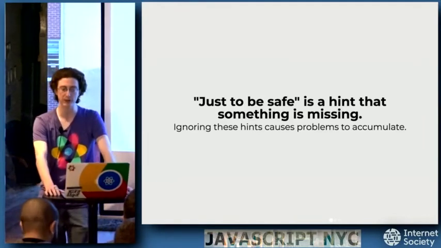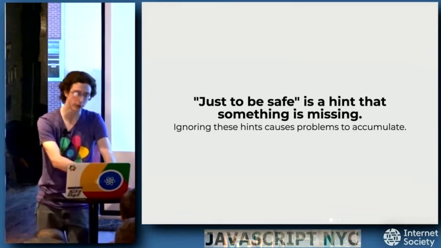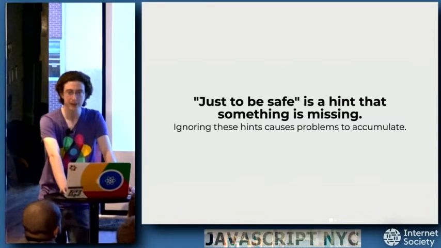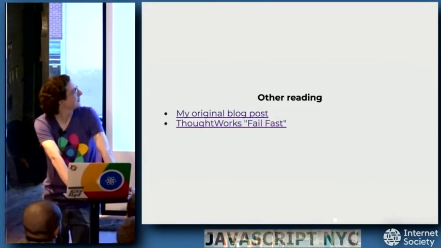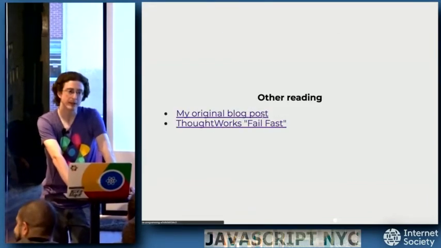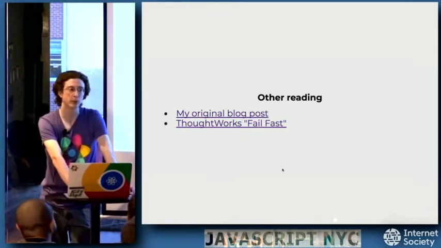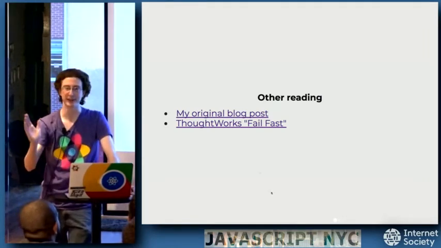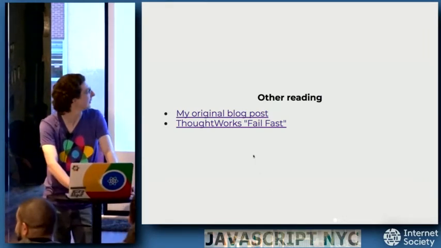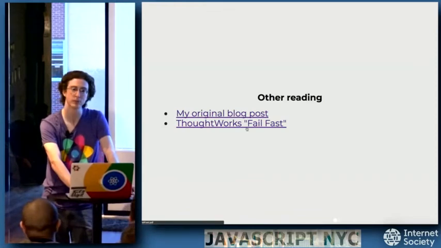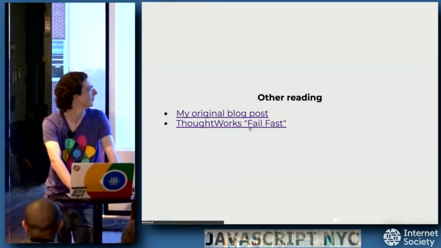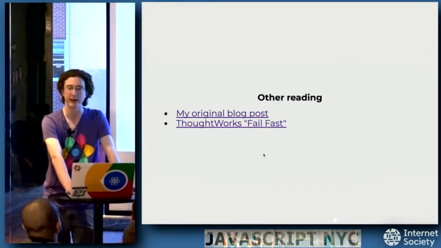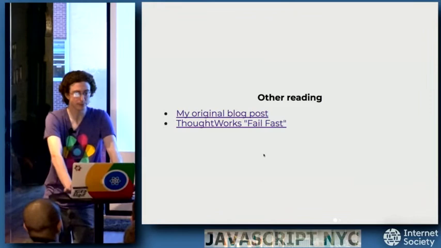So know what errors you want to see when you're making changes, know how to guard against the errors that you don't want to occur in production, and learn how to trust your code. For some other reading, this talk was based off a blog post that I wrote. It's on Medium. I'll put these slides up somewhere, I'll put them in the meetup group so you can find them. And this is not original thinking. I'm not the first person to talk about this. There's a classic ThoughtWorks article called Fail Fast that is basically the same thing. Error quickly, surface errors fast, and write more robust code.